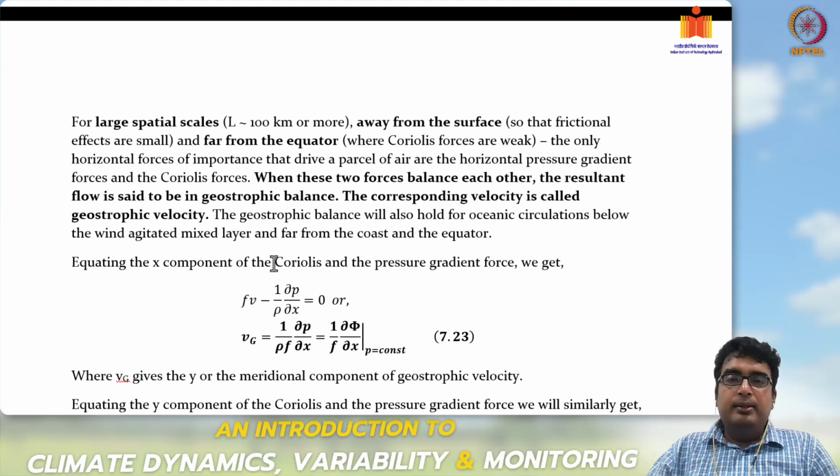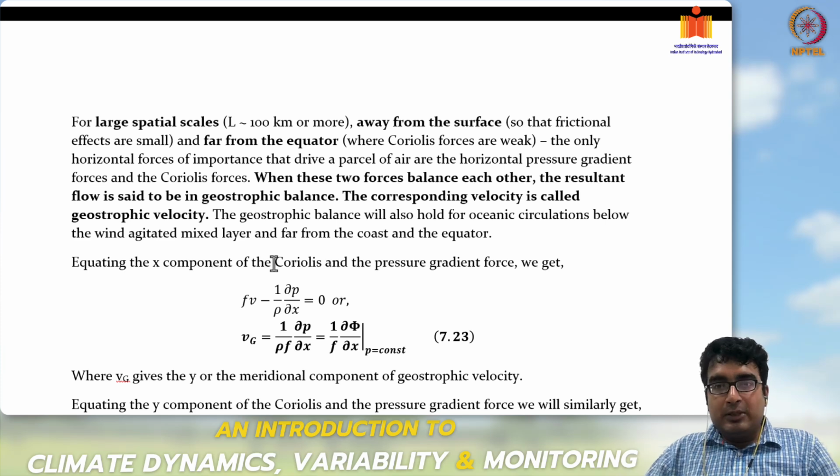So when the Coriolis force and the pressure force balance each other, the resultant flow is called the geostrophic balance, and the corresponding steady state velocity is called the geostrophic velocity. The geostrophic balance will also hold for oceanic circulation. So we will discuss this below the wind agitated mixed layer, far away from the coast and the equator.